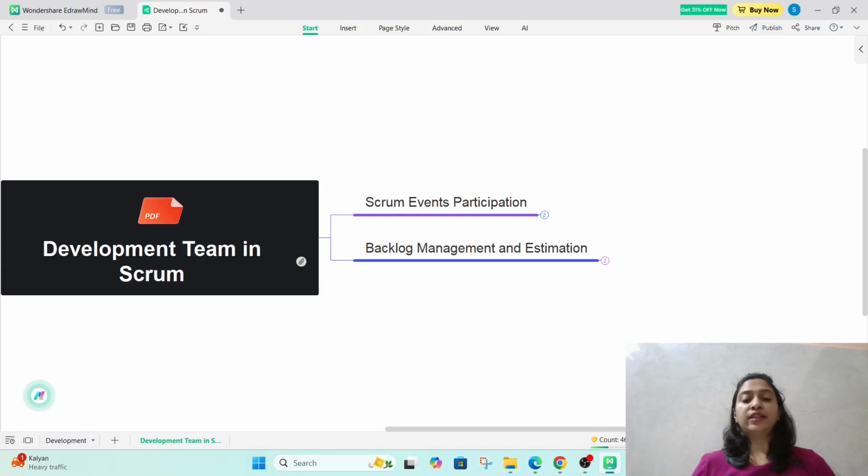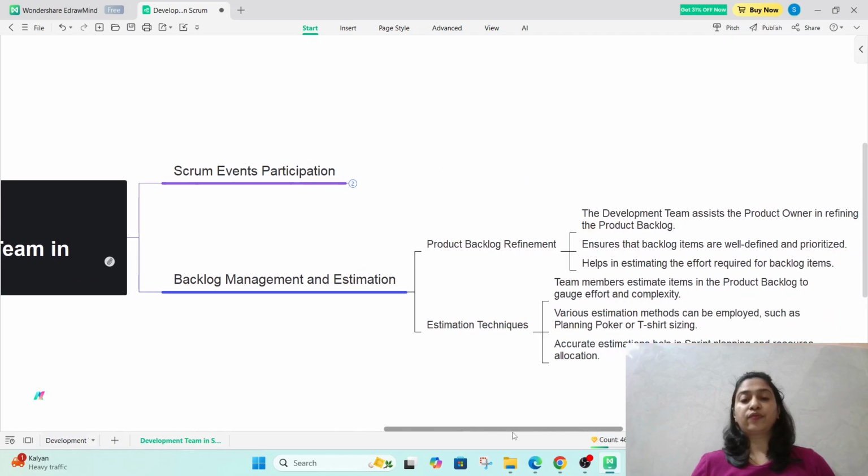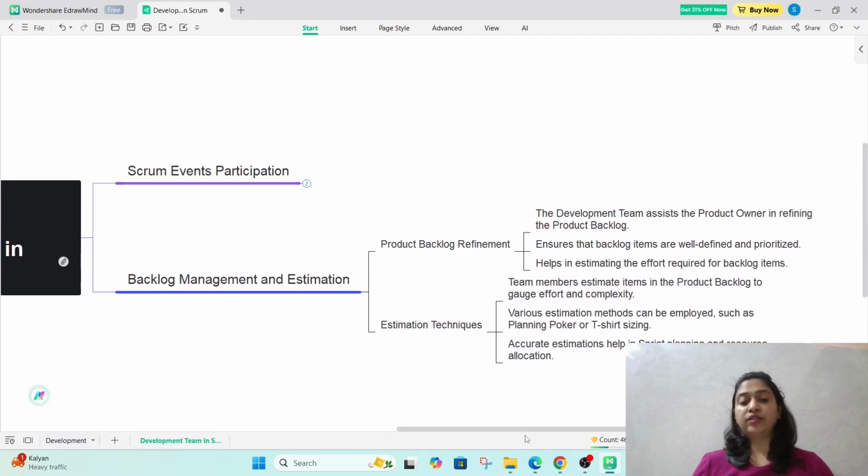Let's go ahead and see the backlog management and estimation responsibilities. What exactly are they? The development team assists the product owner in refining the product backlog, ensures that the backlog items are well defined and prioritized, and helps in estimating the effort required for the backlog items.